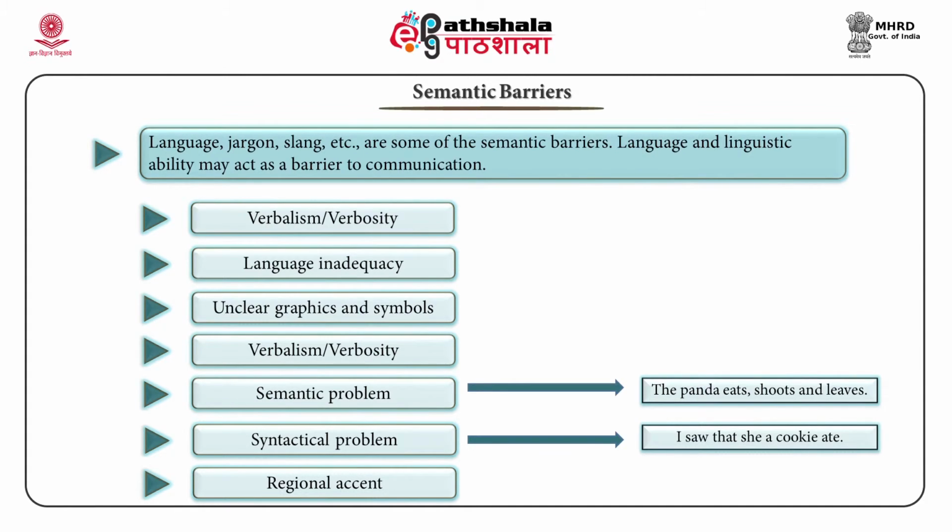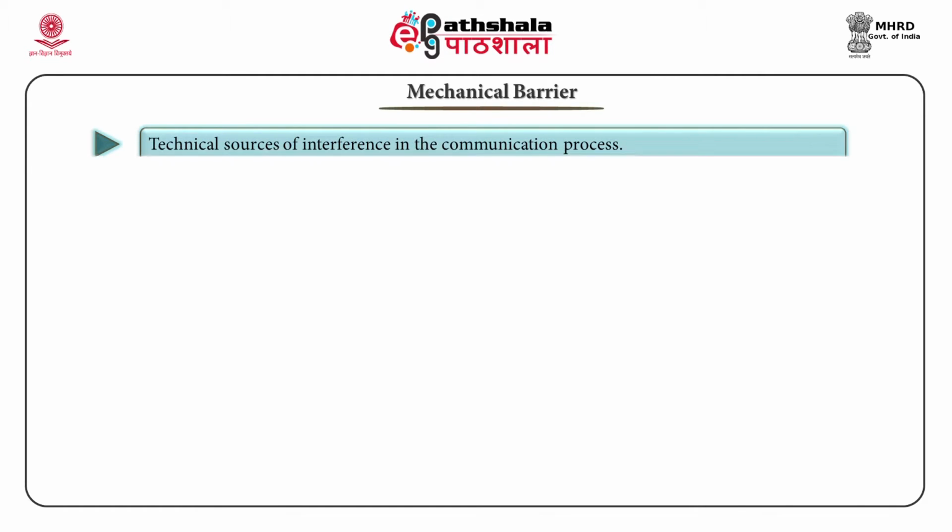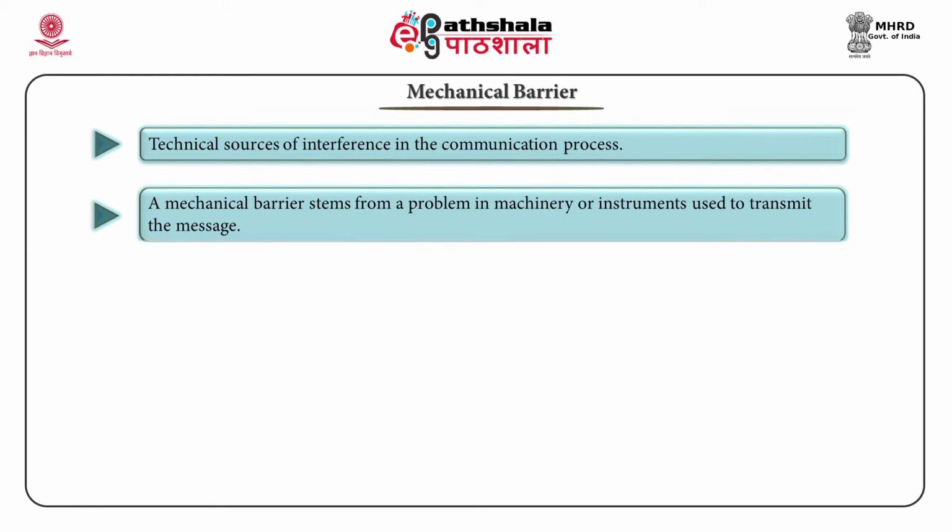The next barrier is the mechanical barrier. Mechanical communication barriers are technical sources of interference in the communication process. A mechanical barrier stems from a problem in machinery or instruments used to transmit the message. This is not limited to media forms such as radio and television. It also includes machines used by those with hearing or speech impairments.